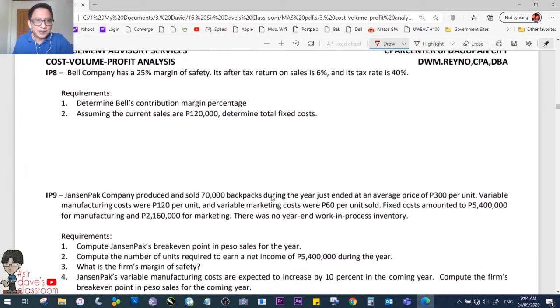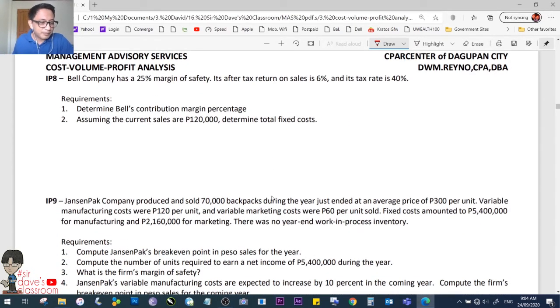Okay? IP number 8. Bell Company has a 25% margin of safety. Its after-tax return on sales is 6% and its tax rate is 40%. Requirement number 1. Determine Bell's contribution margin percentage. So, yung mga ganyan, mga one-liner na problem, medyo nakakatakot yan minsan eh. So, determine Bell's contribution margin percentage. So, madali lang. Let us explain.